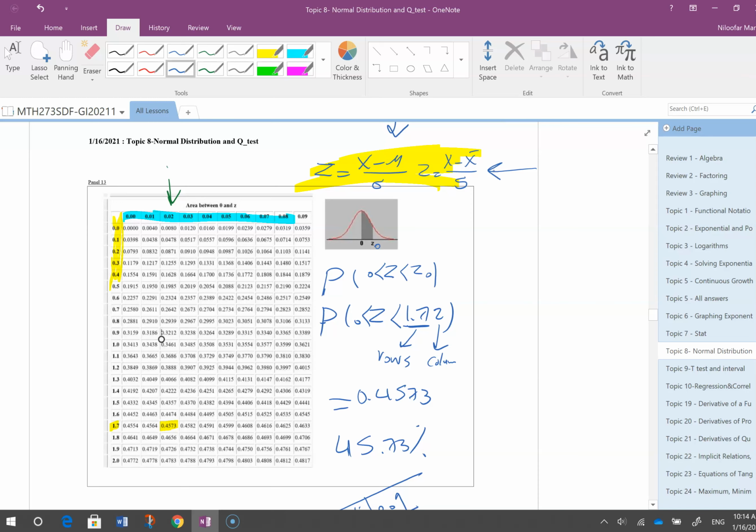But when I use the table, it just shows me probability from 0 to something positive. So if I have something negative, or from negative to positive, or from a positive value to another value, or from a negative value to another value, what should I do? I'm going to show you that here.